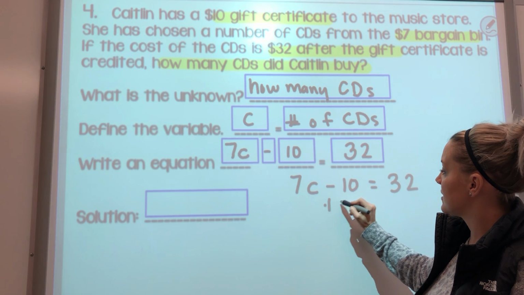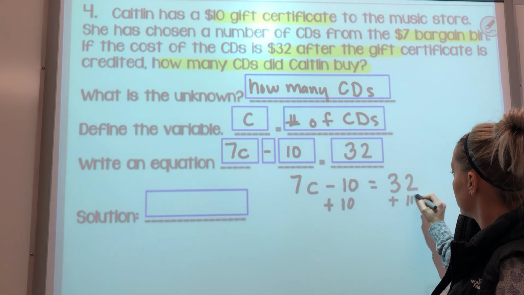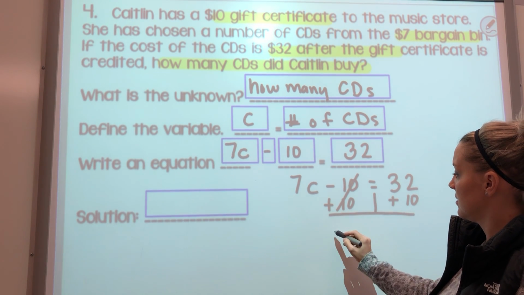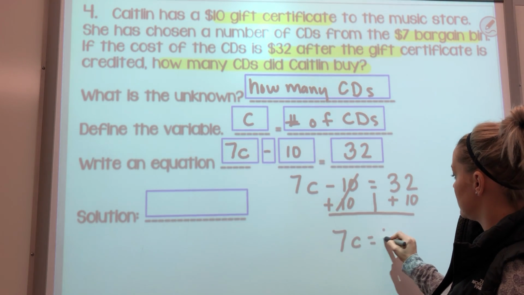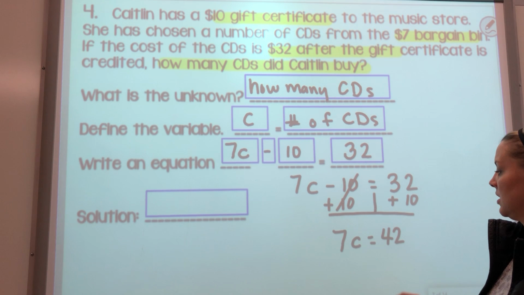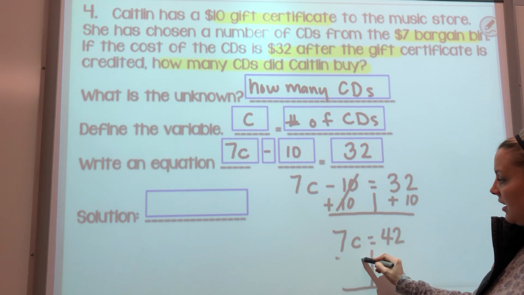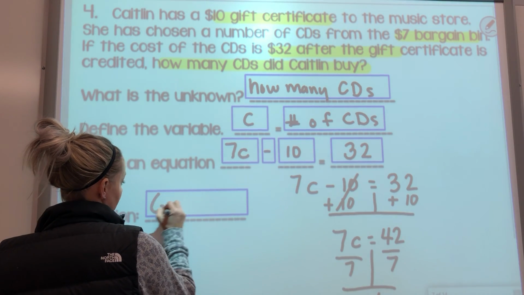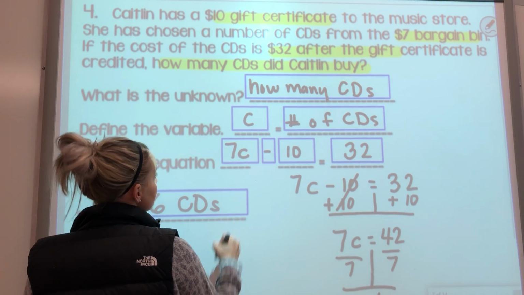We're going to add 10 to both sides. The 10s cancel. 7C is equal to 42. Another upside down T, divide by 7. So C equals 6. So 6 CDs. So Caitlin is able to buy 6 CDs to add to her collection.